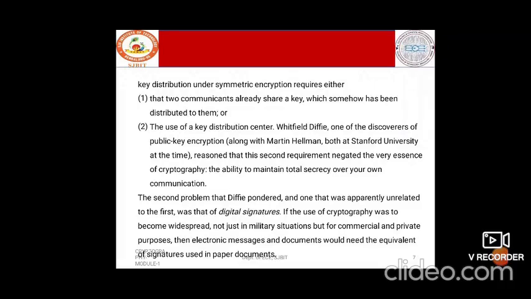Here, public key cryptography provides a departure from all that has gone before. For one thing, public key algorithms are based on mathematical functions rather than on substitution and permutation. More important, public key cryptography is asymmetric, involving the use of two separate keys in contrast to symmetric encryption, which uses only one key.